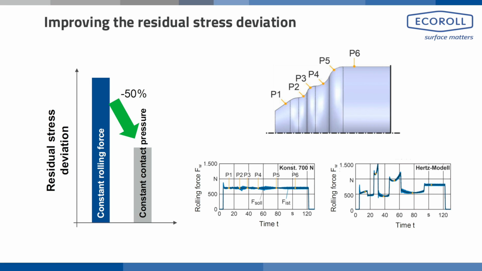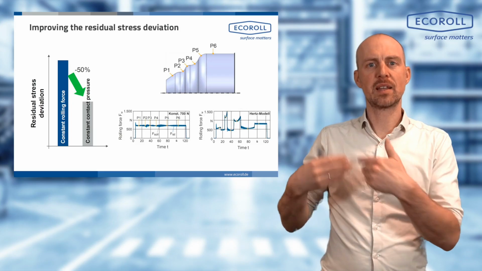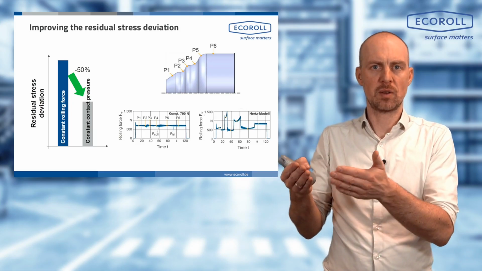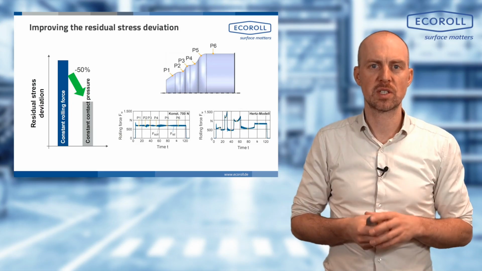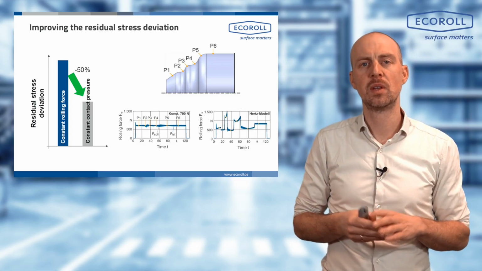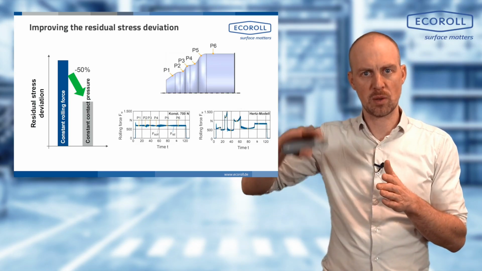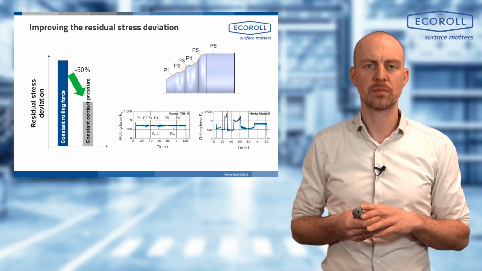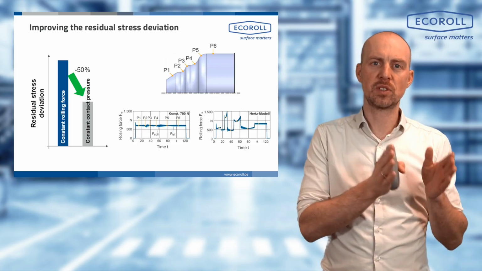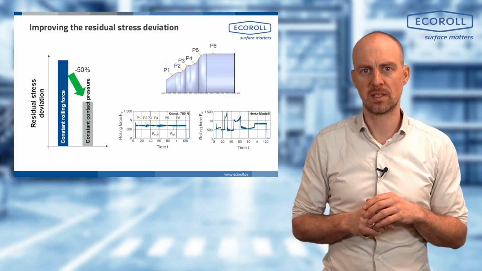And you can already see in the diagram below that the rolling force is sometimes higher or lower depending on the geometry. Based on that, we can already say that I need more or less force at one point to generate the same pressure. We added that again as a target profile and carried out the process. The corresponding process forces are also plotted below. And you can see that we were able to follow this target line very well. And then we determined the residual stress at these 6 points again.